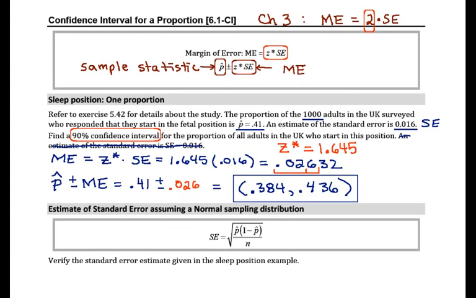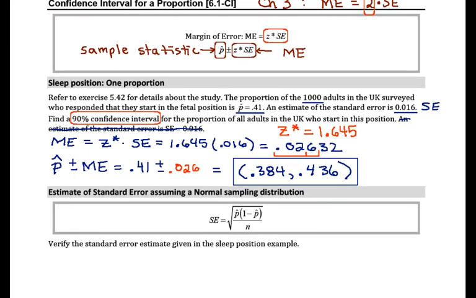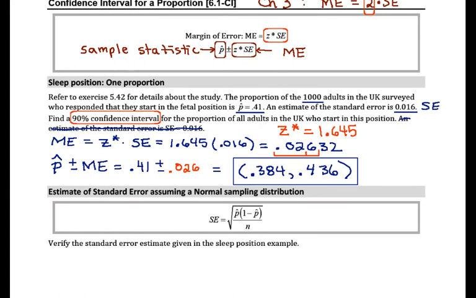Now we're also given a formula for standard error, and this looks a lot like the formula we have for standard error for a hypothesis test. The only difference is now everything is based on p hat instead of p naught. There is no p naught in a confidence interval context, right? So it's p hat instead of p naught. Otherwise, it's the same formula that we have for hypothesis tests.